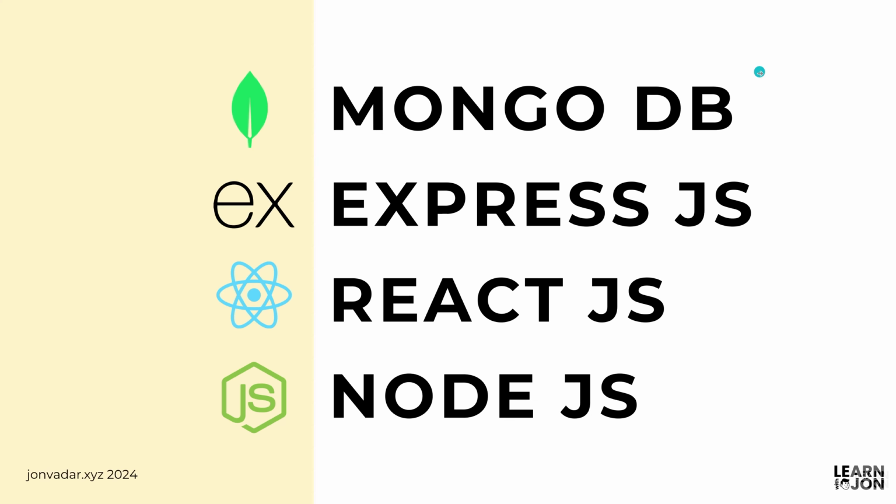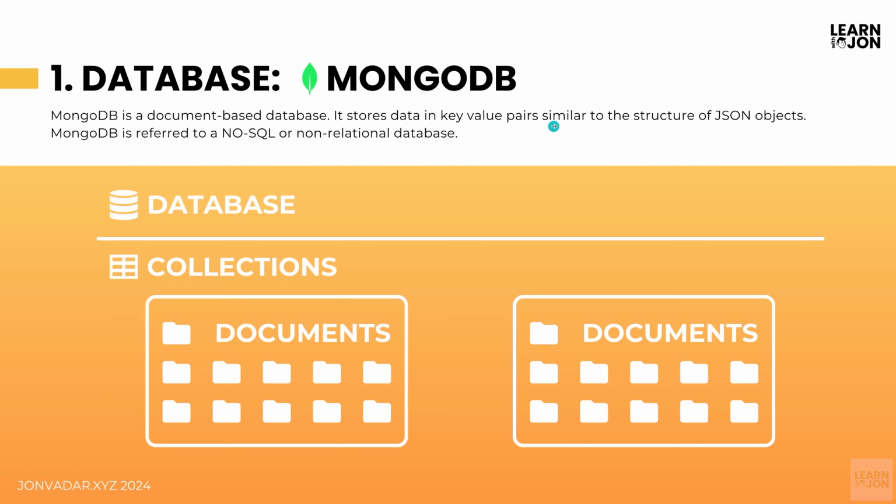So MERN consists of 4 tools, and that is MongoDB, Express.js, React.js and Node. Together they spell MERN. And MongoDB is our database, which is a document-based database, and it stores data in key value pairs like a JSON object. And it's also referred to as a non-SQL or non-relational database.